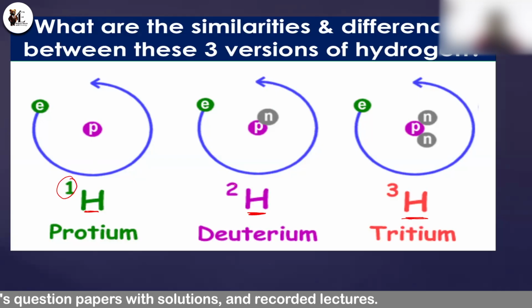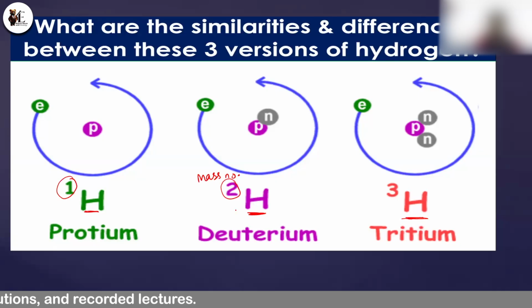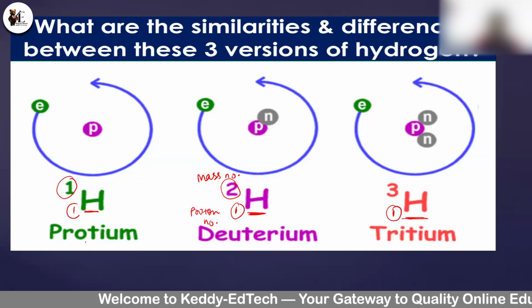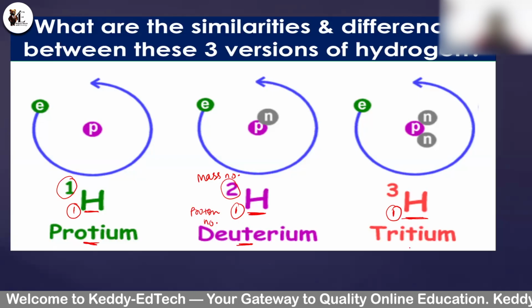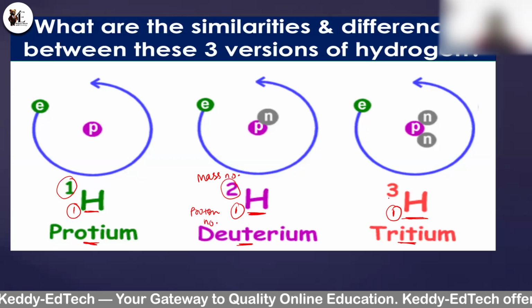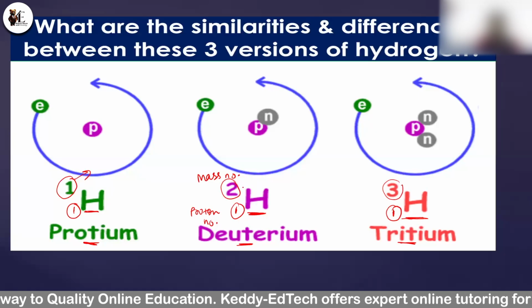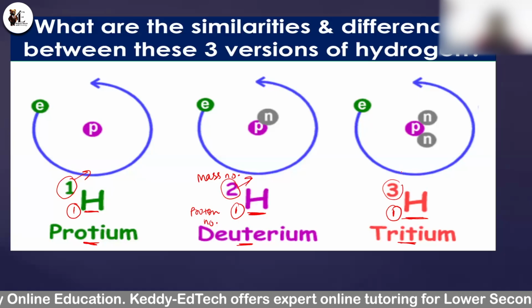As I told you, the superscript is the mass number and the subscript is your proton number or atomic number. Obviously, hydrogen's atomic number is 1, as I told you that hydrogen is the first element in the periodic table. So you can see that the proton number is the same in protium, in deuterium, and in tritium. But their mass number is different. In protium it is 1, in deuterium it is 2, and in tritium it is 3.